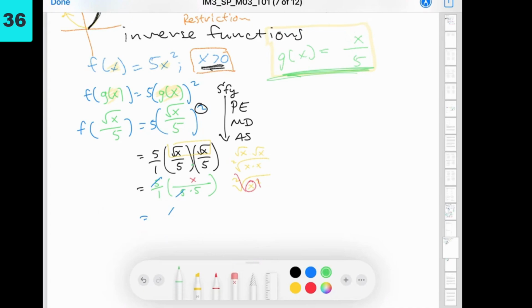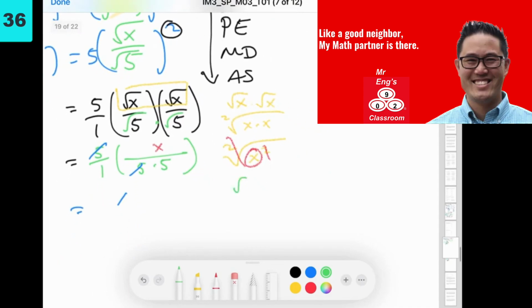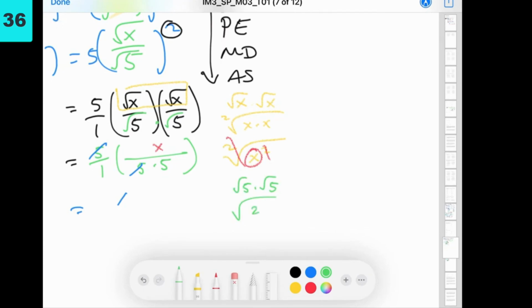This was actually supposed to be all of it in the square root. Okay, what does that change? That just basically means both the x and the denominator has a square root of 5. That is a big idea, because then here this would be square root of 5 times square root of 5 is the square root of 25, which is just 5. That's the big idea.